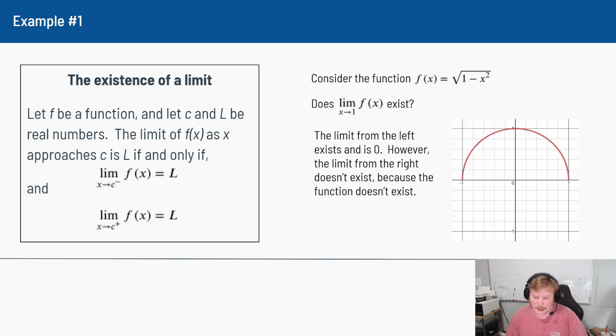So the limit from the left exists, and it's equal to 0. As you can see from the graph, as we move from the left and get closer to 1, the graph approaches 0. However, if we come from the right side, the limit doesn't exist because the function doesn't exist. There's nothing to the right of 1. So we would say that for this function, the limit as x approaches 1 of f of x does not exist.